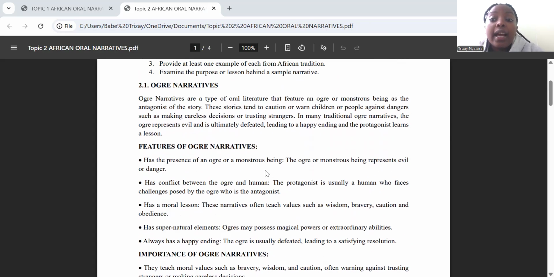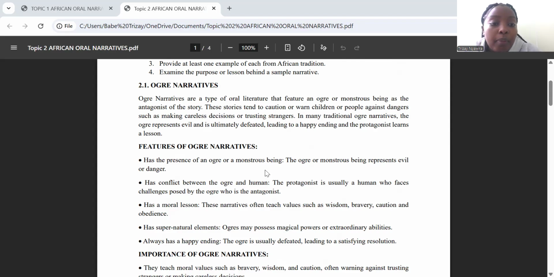Ogre narratives. I gave a brief definition of them in our last topic. So the ogre narrative is a type of oral literature that features an ogre or monstrous being as the antagonist of the story. These stories tend to caution or warn children or people against dangers, such as making careless decisions or trusting strangers. So in simpler terms, ogre narratives involve ogres or monstrous beings, and they tend to teach children about dangerous decisions or believing strangers.